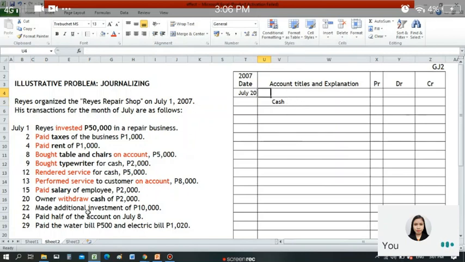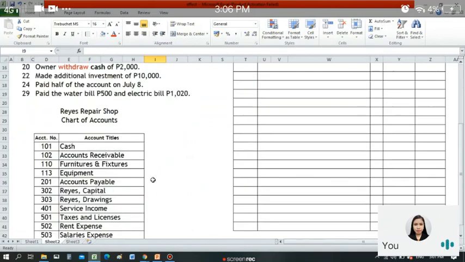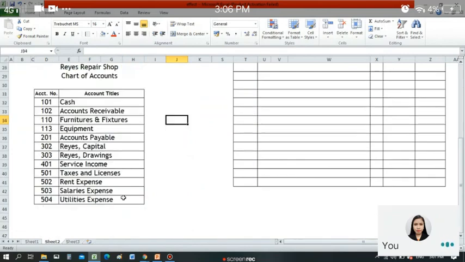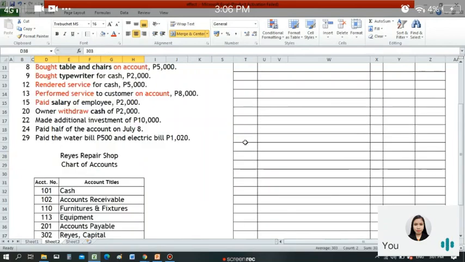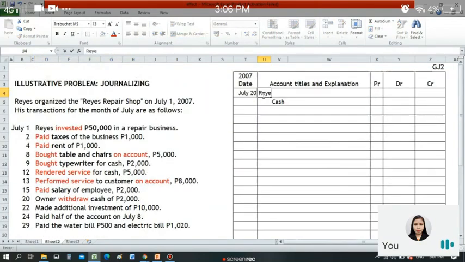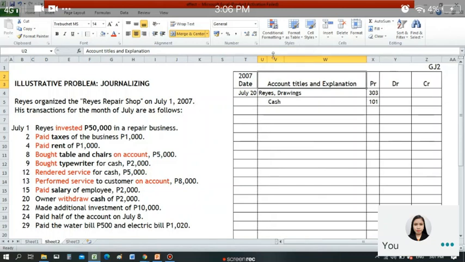So what is the account title to be debit? What is the account title that corresponds with the word withdraw? This is the owner's equity account na drawings. So we have Reyes drawings. So we debit Reyes drawings, 303, and cash is 101. Masyadong malayo yung indention. Yan.